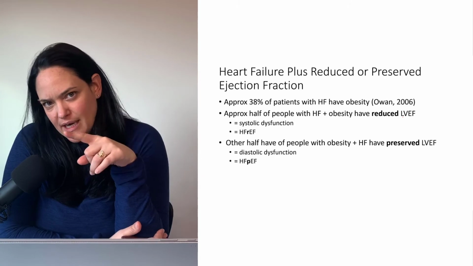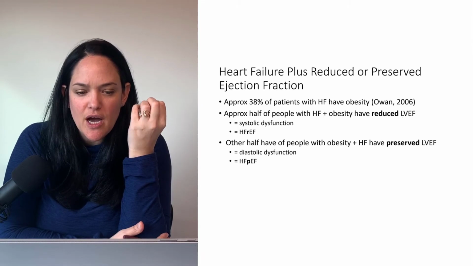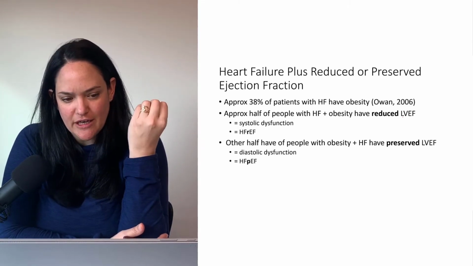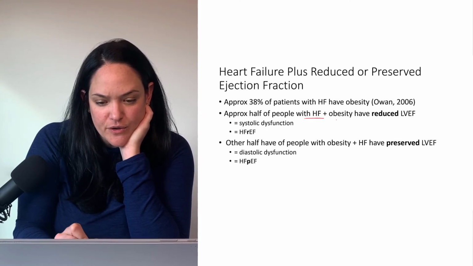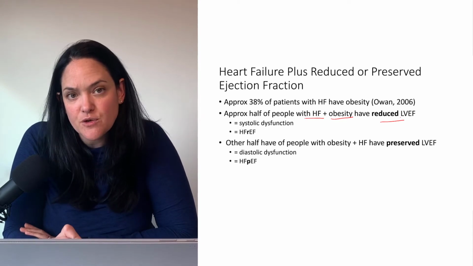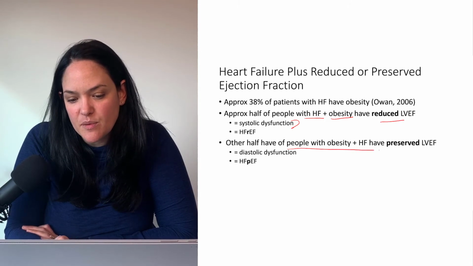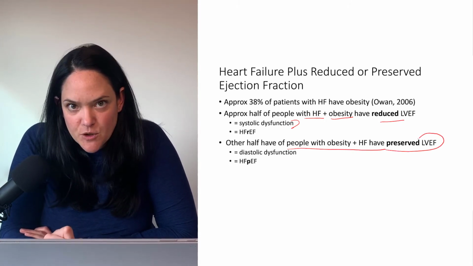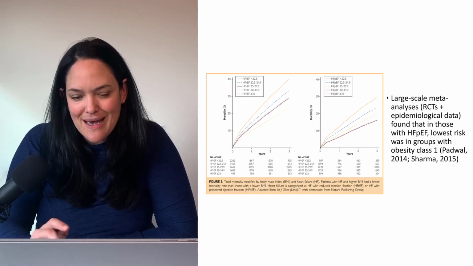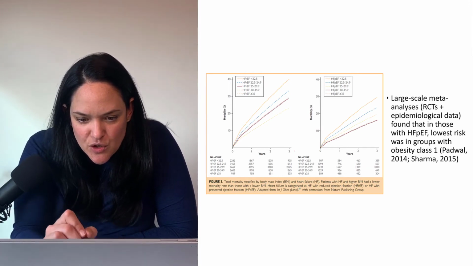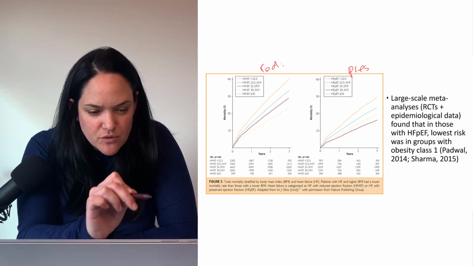So before we look at a slide that kind of shows this, I just want to differentiate between something called heart failure with reduced or preserved ejection fraction. Approximately half of people with heart failure and obesity have something called reduced left ventricular ejection fraction, which is also known as systolic dysfunction. And about the other half of people with obesity have preserved left ventricular ejection fraction, which is something called diastolic dysfunction. But in both of these cases, so this is with preserved ejection fraction and this is with reduced ejection fraction.